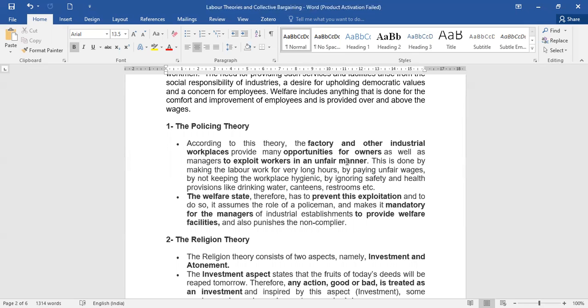This theory talks about the role of policemen, which makes it mandatory for the organization as well as the middle level to provide the welfare facilities, and if they do not do it as per the act, they will be punishable. So the policing part means a patrolling part, wherein a check is done so that all the facilities are provided to the employees.